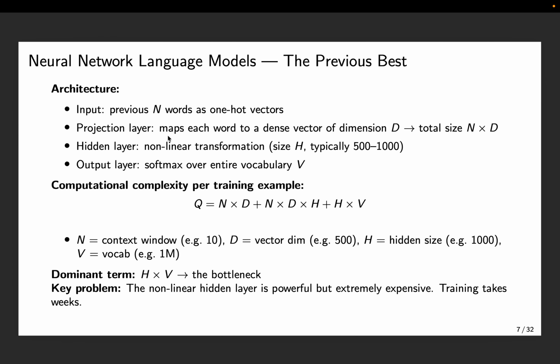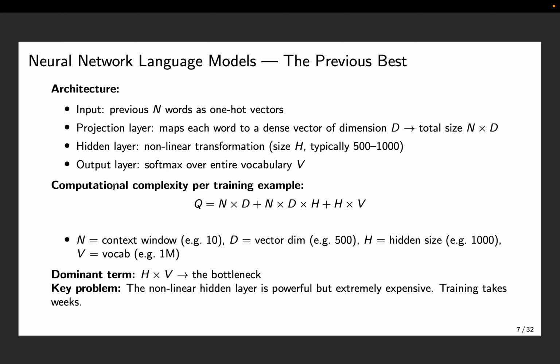So neural network language models, or NNLMs, were a big improvement. The architecture proposed in 2003 works like this. You take the previous n words as input, each word is represented as a one-hot vector and fed into a projection layer, which maps each word to a dense vector of dimension d. So the projection layer has size n times d. Then there is a non-linear hidden layer of size h, typically 500 to 1000 units, and then an output softmax layer over the entire vocabulary V.